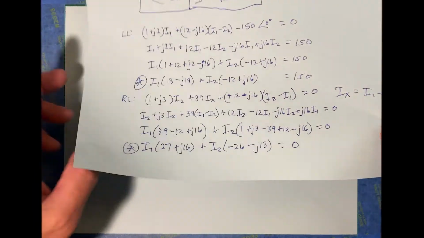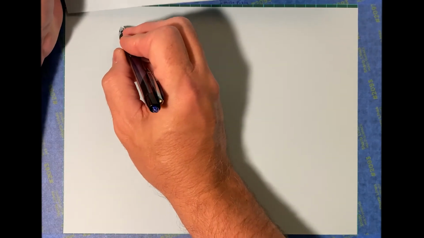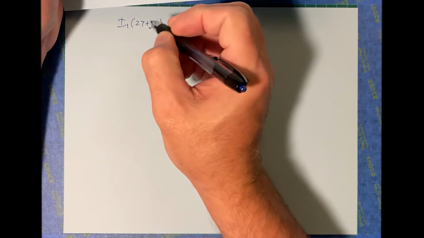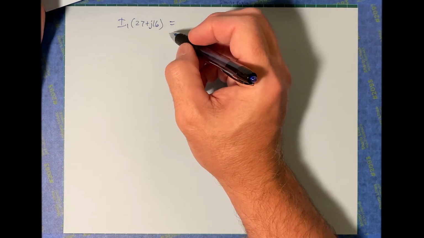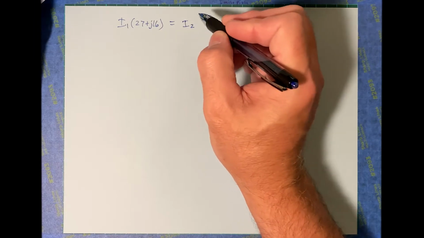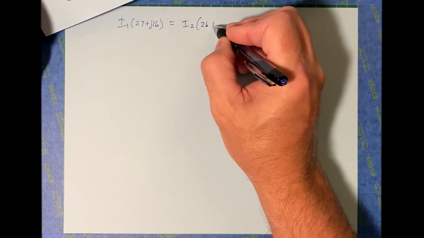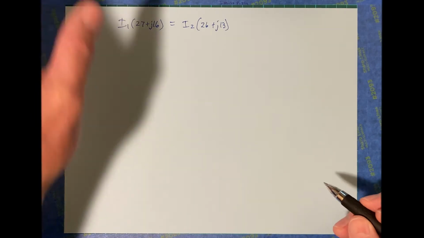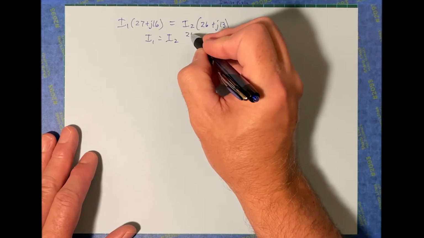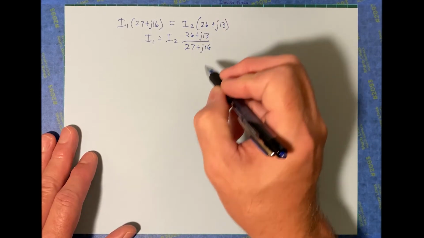So I'm going to start with this equation right here, and I'm going to rewrite it. I1 times 27 plus J16 is equal to, I'm just going to put this on the other side, and it becomes I2 times, you notice everything's got negative signs here, so I'm just going to say 26 plus J13. Then I1 is going to be I2 times 26 plus J13 divided by 27 plus J16.